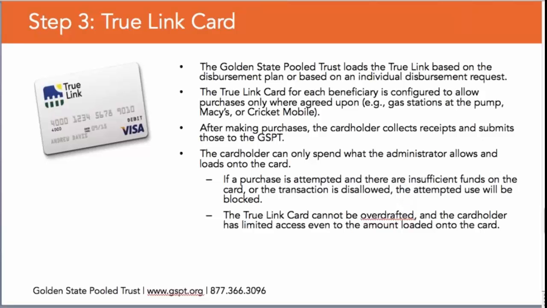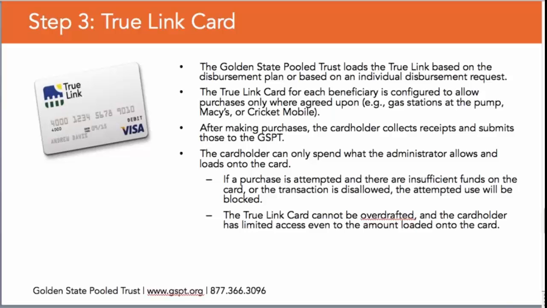So the funds are loaded onto the card based on one of two things. One could be a disbursement plan, where you could say from the beginning, hey, it seems like you have a $500 a month clothing budget. So I'm going to put $500 on the card for you to go to Macy's. Or it could be based on an individual disbursement request. Basically, it's August, it's time to go school shopping, we need $300 to go to Macy's.